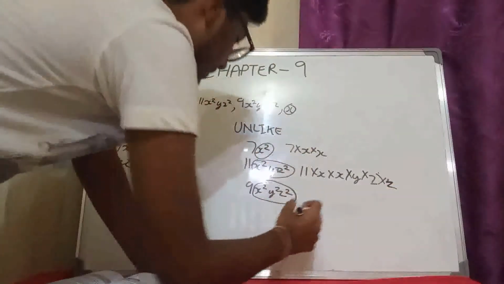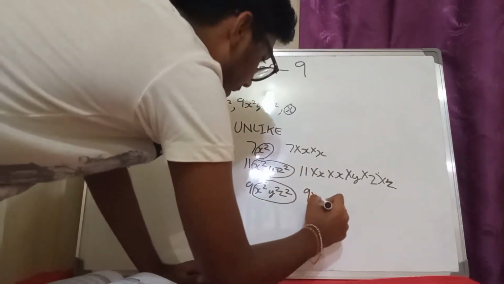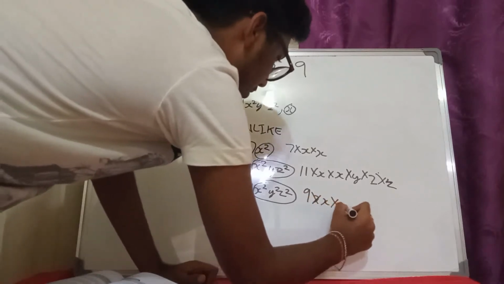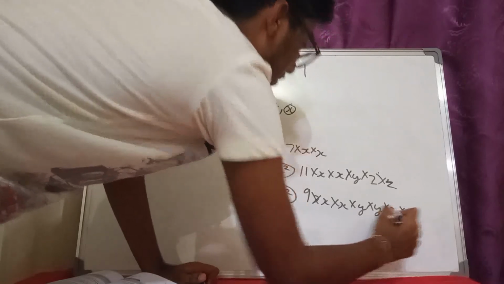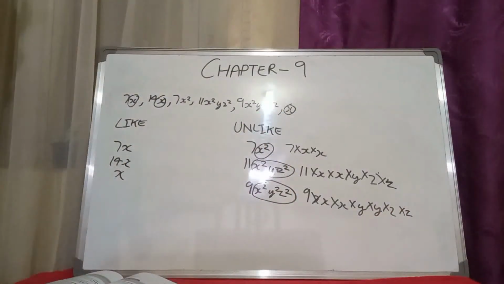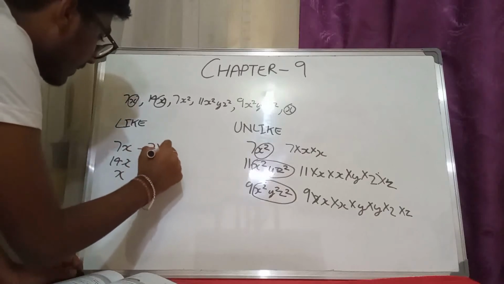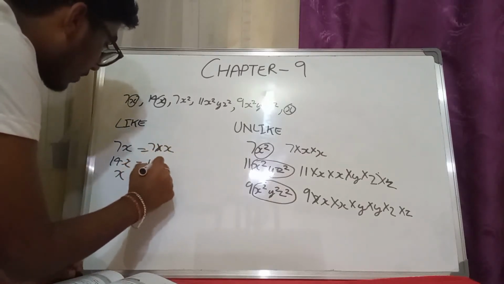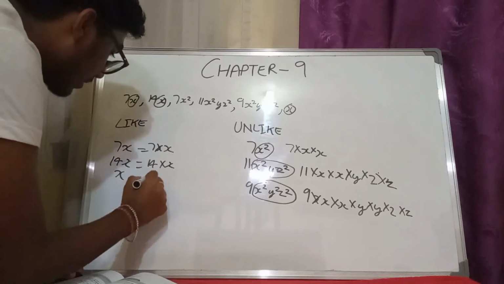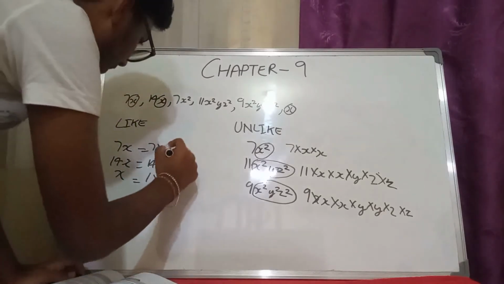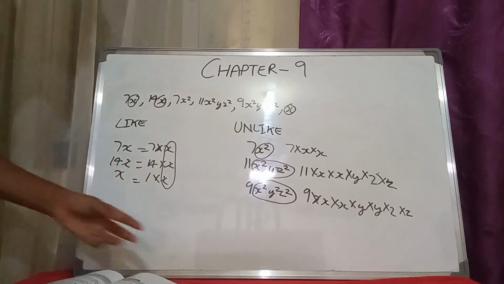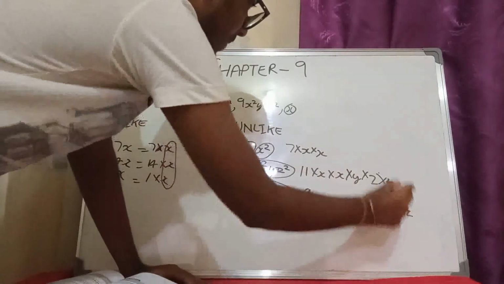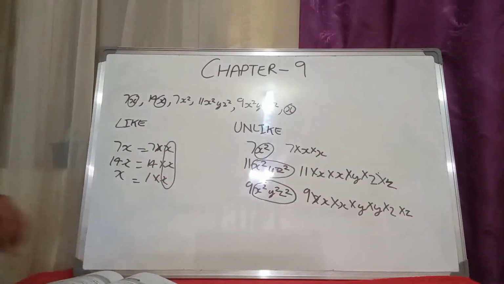So these are not the same, and this is 9 into x into x into y into y into z into z. So these are the factors used. Here we can see it is 7 into x, 14 into x, and this is 1 into x. We can see here that all these three have the same algebraic coefficient, but here we can see that all of them have different algebraic coefficients. This is why they are unlike terms.